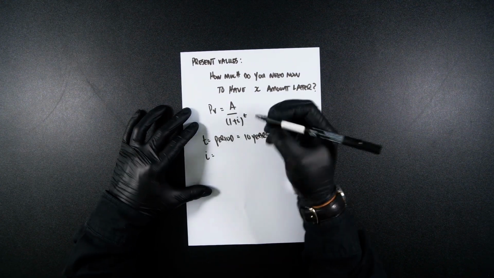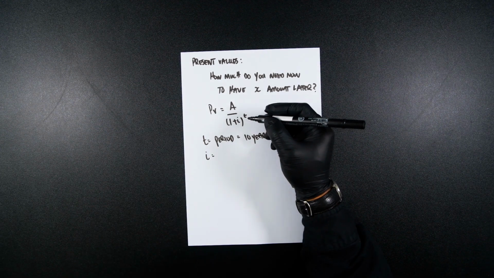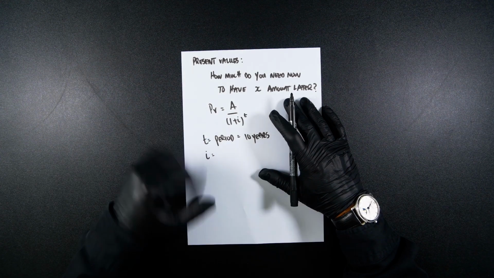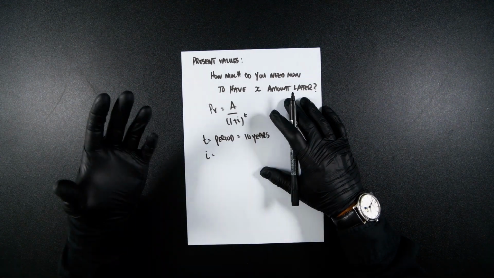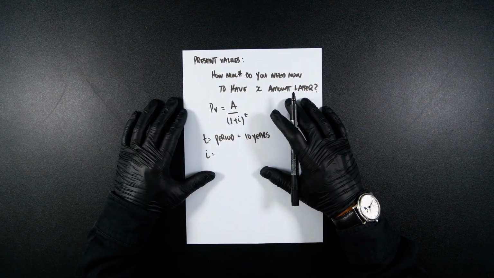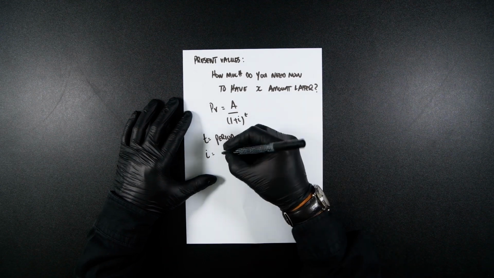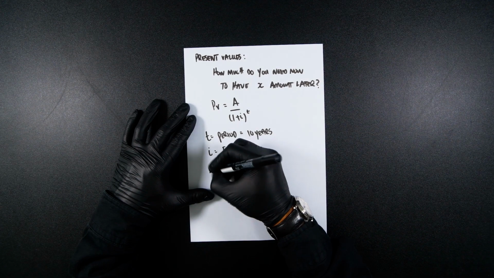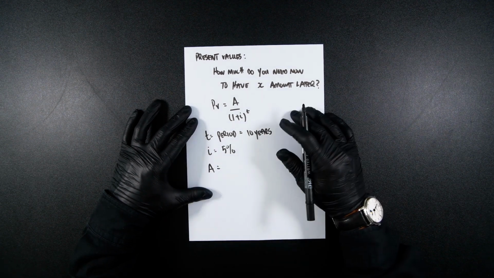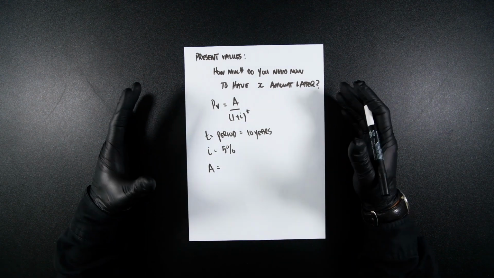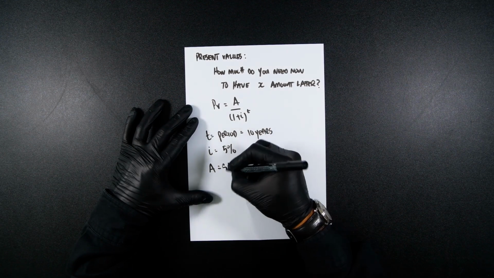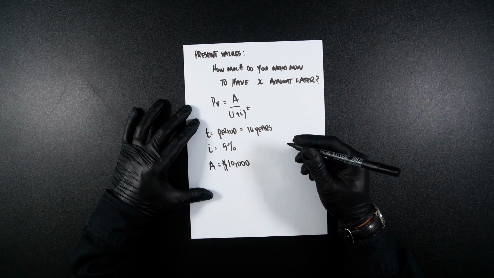I is the interest rate of the bond. So let's say you're investing in a bond or an exchange traded fund, and you've got a 5% average return per year. So let's do 5%. And then A is the amount that you want. So let's say we want £10,000 or dollars, doesn't really matter.